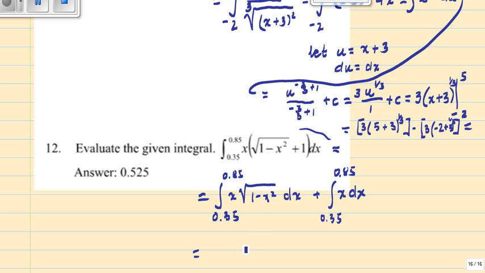the first one we have to let u equal 1 minus x squared. Let u equal 1 minus x squared, and then du is going to be equal to minus 2x dx, and that's the reason we're letting u equal 1 minus x squared, because the differential of that is present in here, x dx. So we need only x dx, so we're dividing both sides by minus 2.